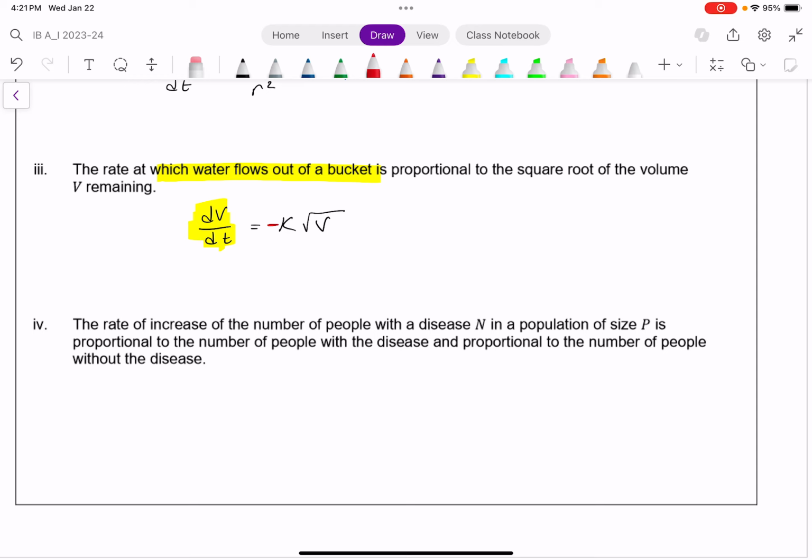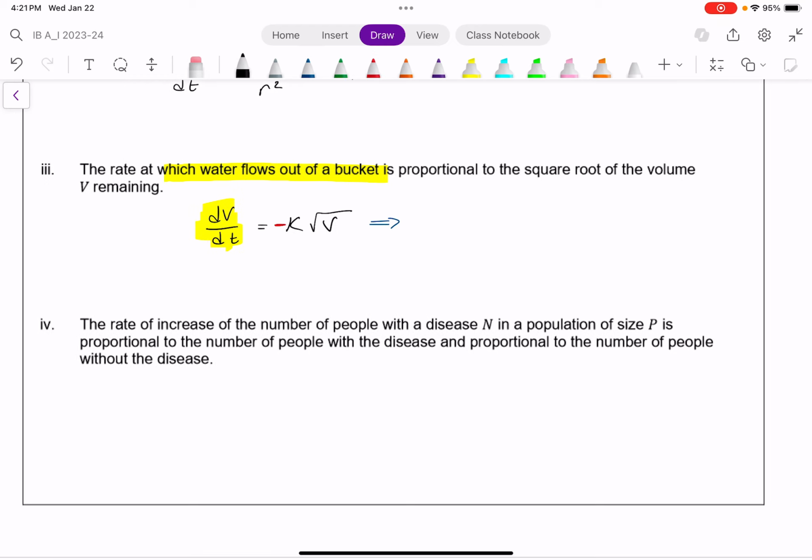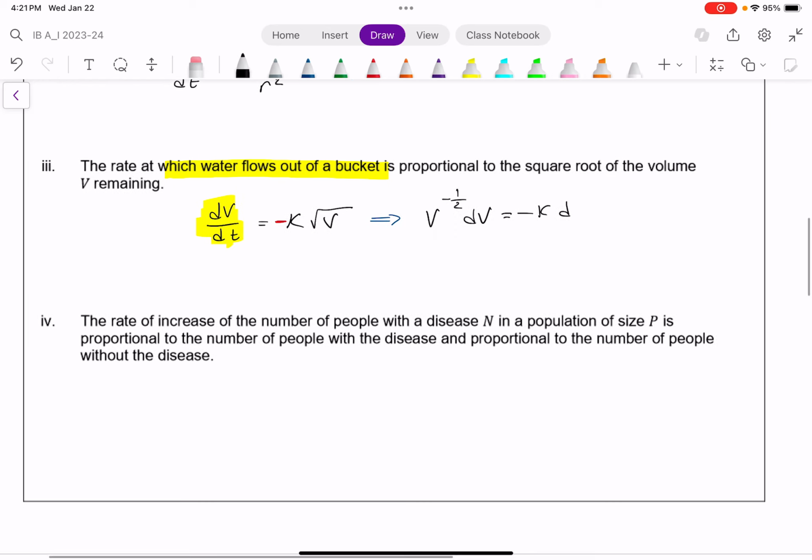If you don't have that there, we should just know that our K value, whatever that constant will be, is a negative number. So I'll stick with this. So now to separate the variables, I'm going to divide both sides by root v, which is the same as v to the negative 1/2 times dv on one side, and just negative k times dt on the other.